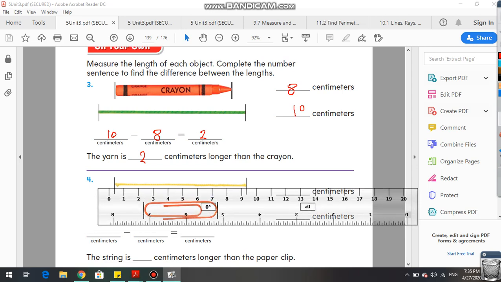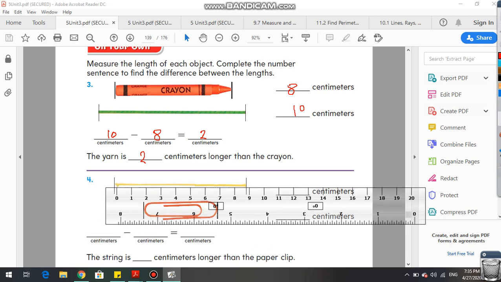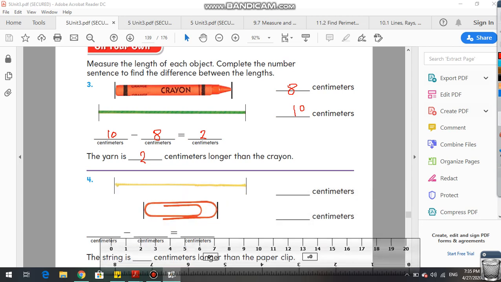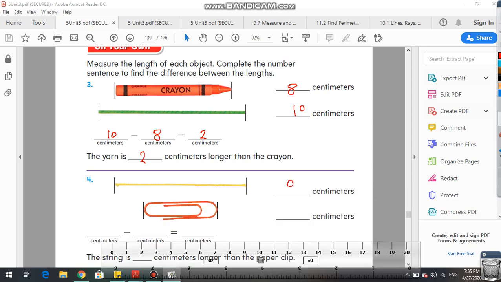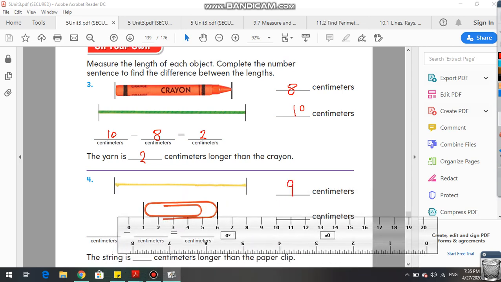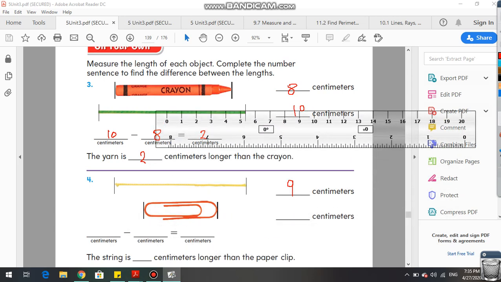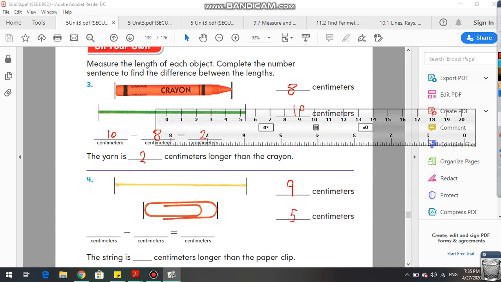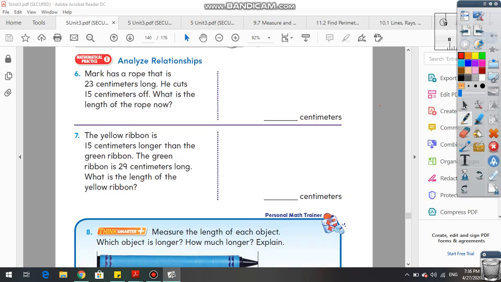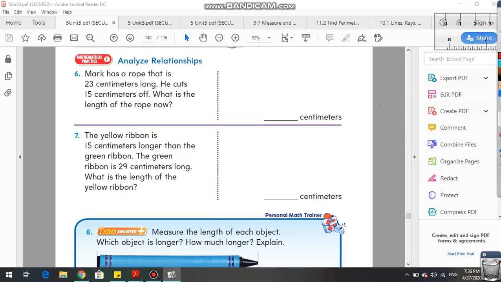Number 4, the string is 9, so I'm gonna write 9. And the paper clip is 5, so I'm gonna write 5. The difference is 9 minus 5 equals 4. So the string is 4 centimeters longer than the paper clip. Okay guys, let's move on to the next page.